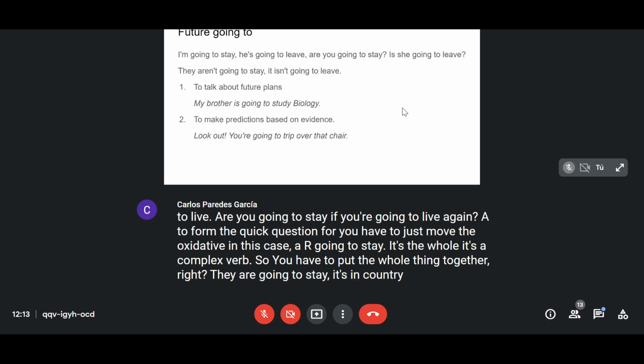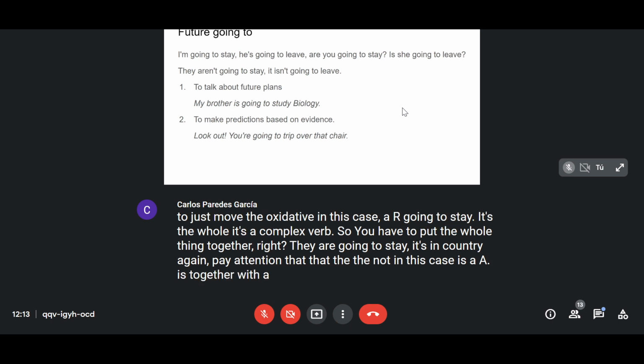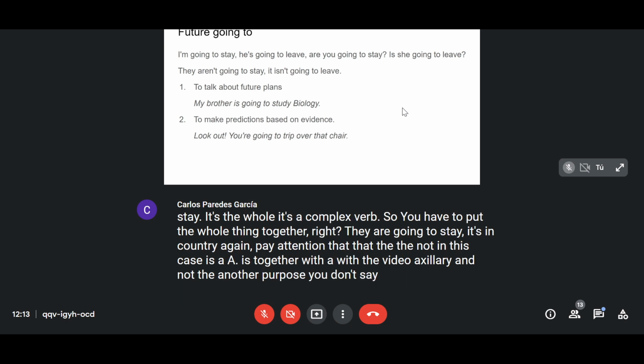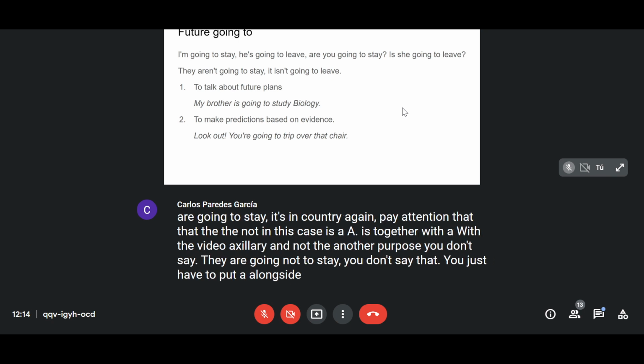Again, pay attention that the not, in this case, is together with the auxiliary and not the verb. You don't say they are going not to stay. You don't say that. You just have to put it alongside the auxiliary.